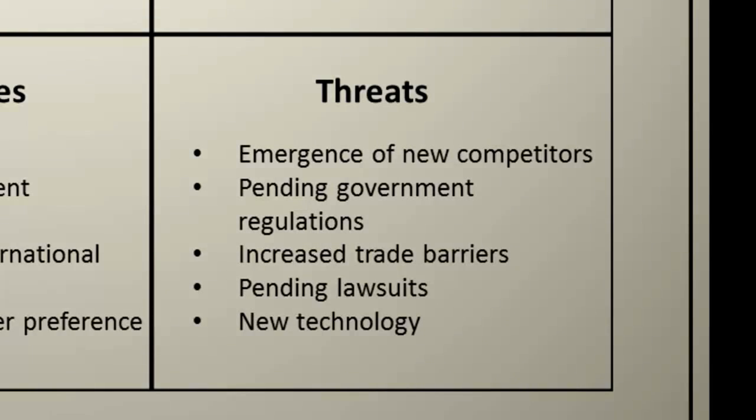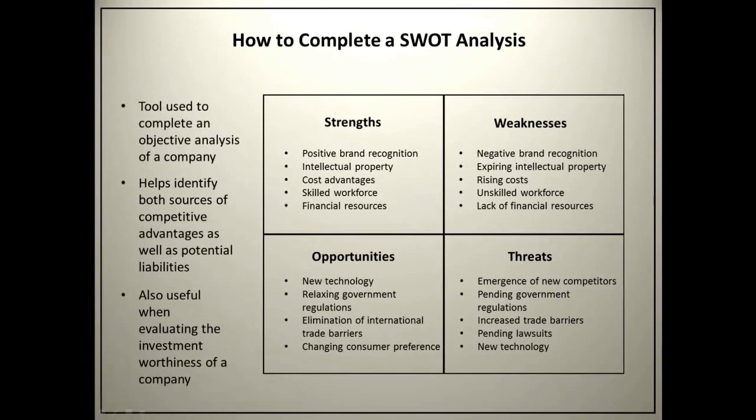So these are the 4 areas that companies need to consider. Strengths, things that they do well internally. Weaknesses, things that they can control that they do not do very well. Opportunities, which are external potential avenues to achieve greater profitability and greater growth. And then threats, things that have the ability to negatively impact that particular company.